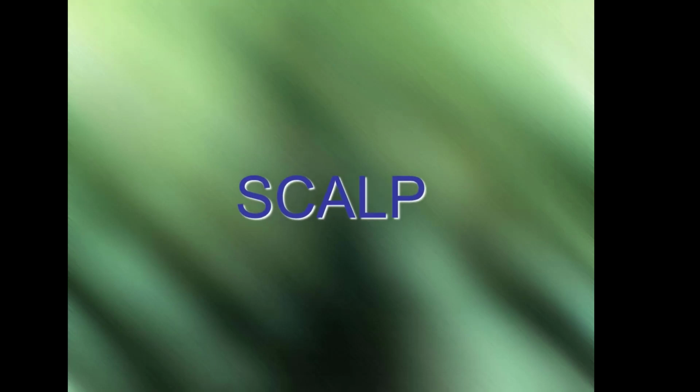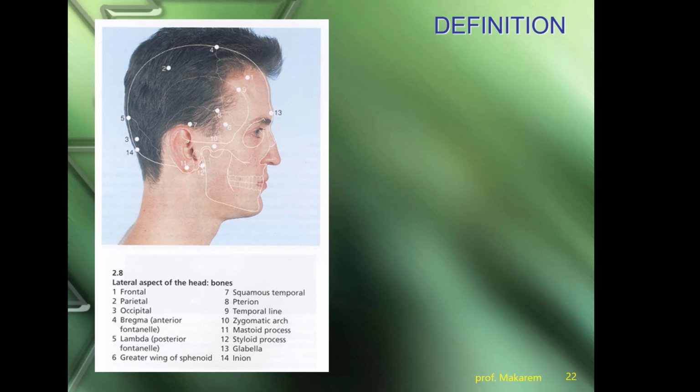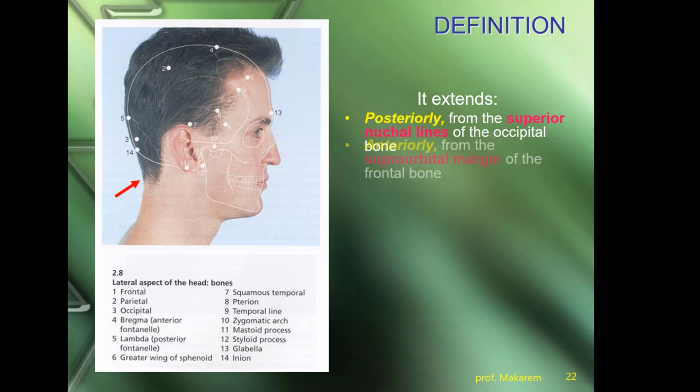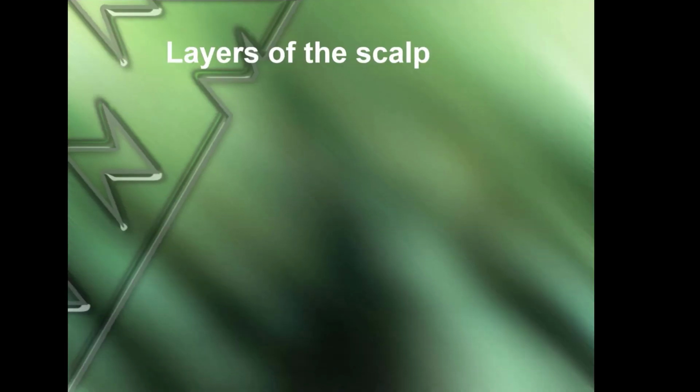This is about the skull. Now we will go into the scalp. What is the scalp? Definition. This is the scalp. It extends posteriorly from the superior nuchal line of the occipital bone, anteriorly from the supraorbital margin of the frontal bone, and laterally it is over the temporal fascia to the superior temporal line.